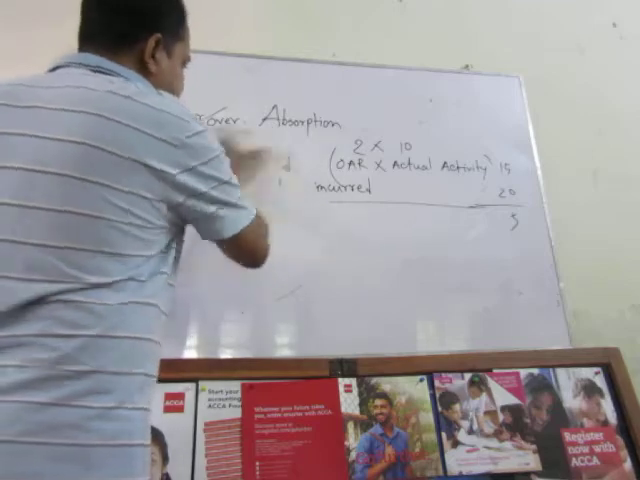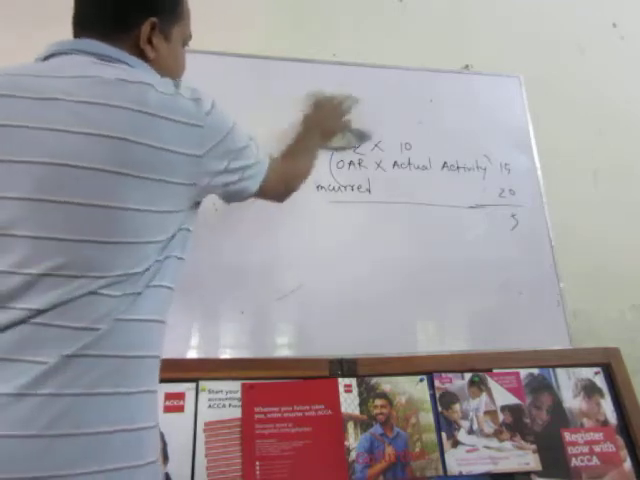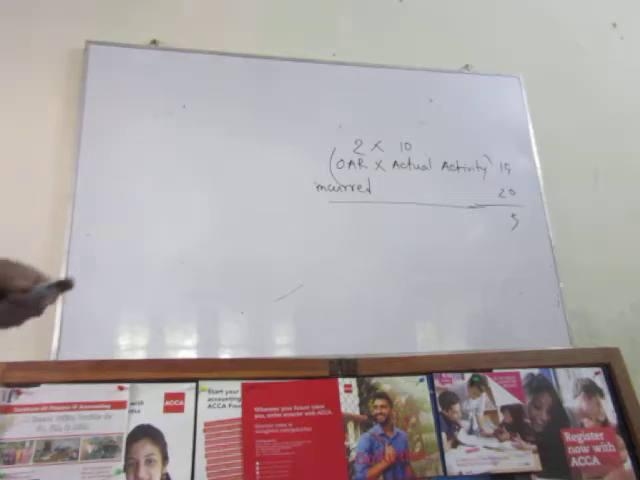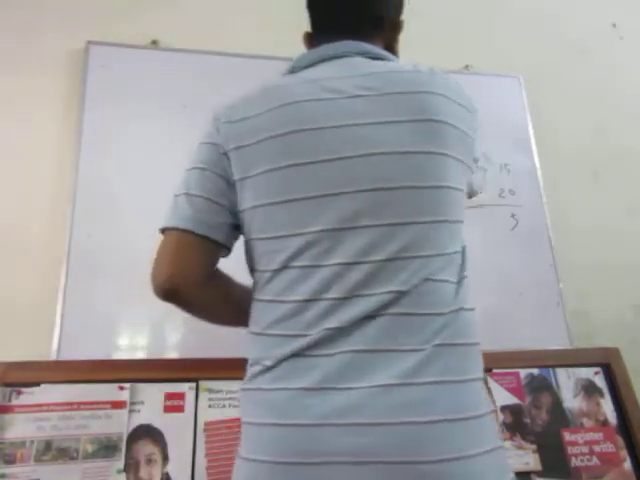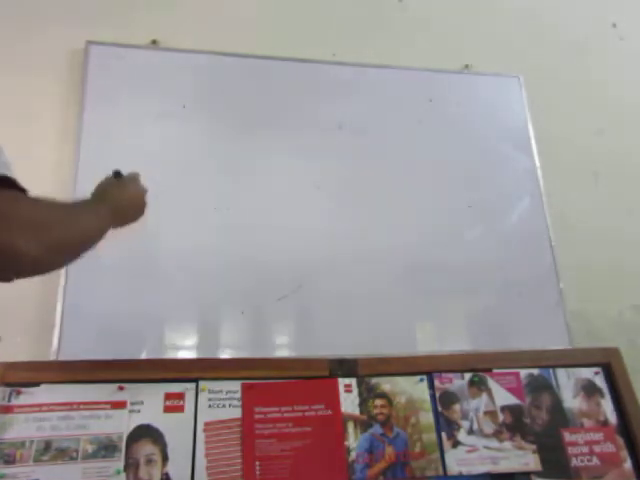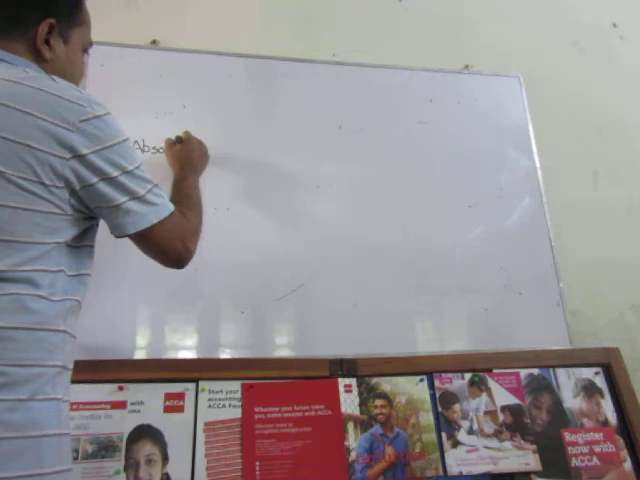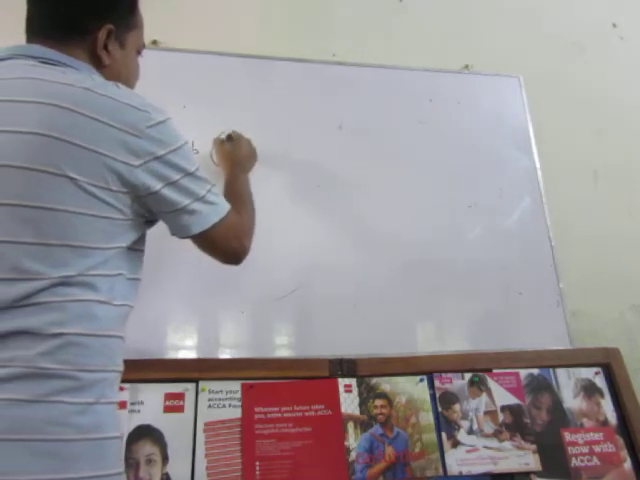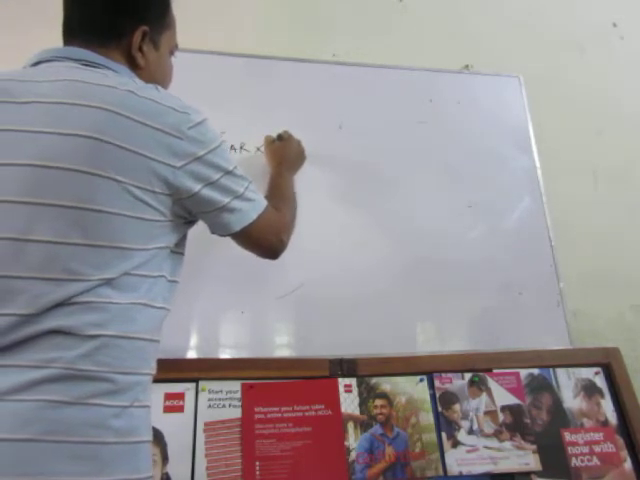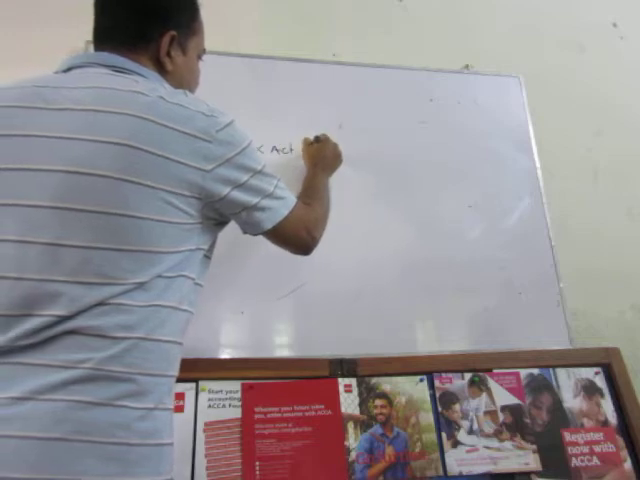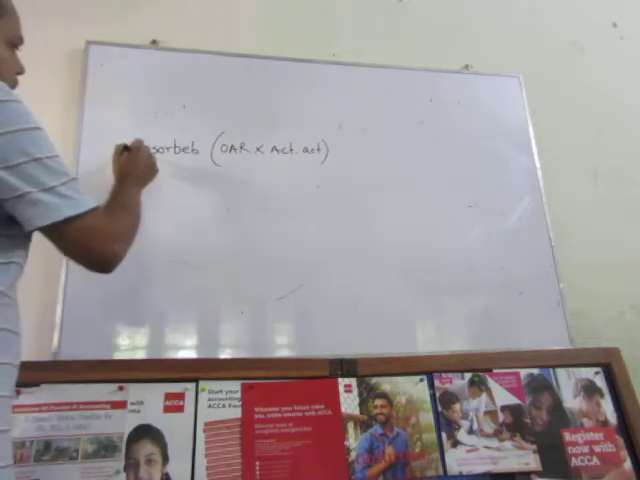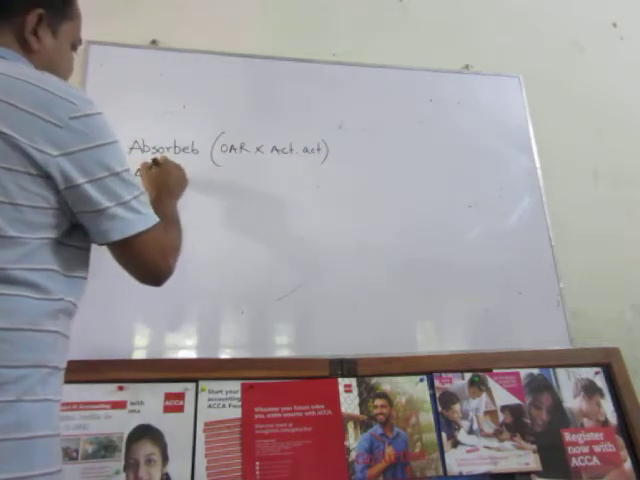তাহলে এখন একটা জিনিস খেয়াল করো, এখান থেকে আরেকটা কোশ্চেন আসে। কোশ্চেনটা হচ্ছে এরকম, absorbed means OAR into actual activity or actual.